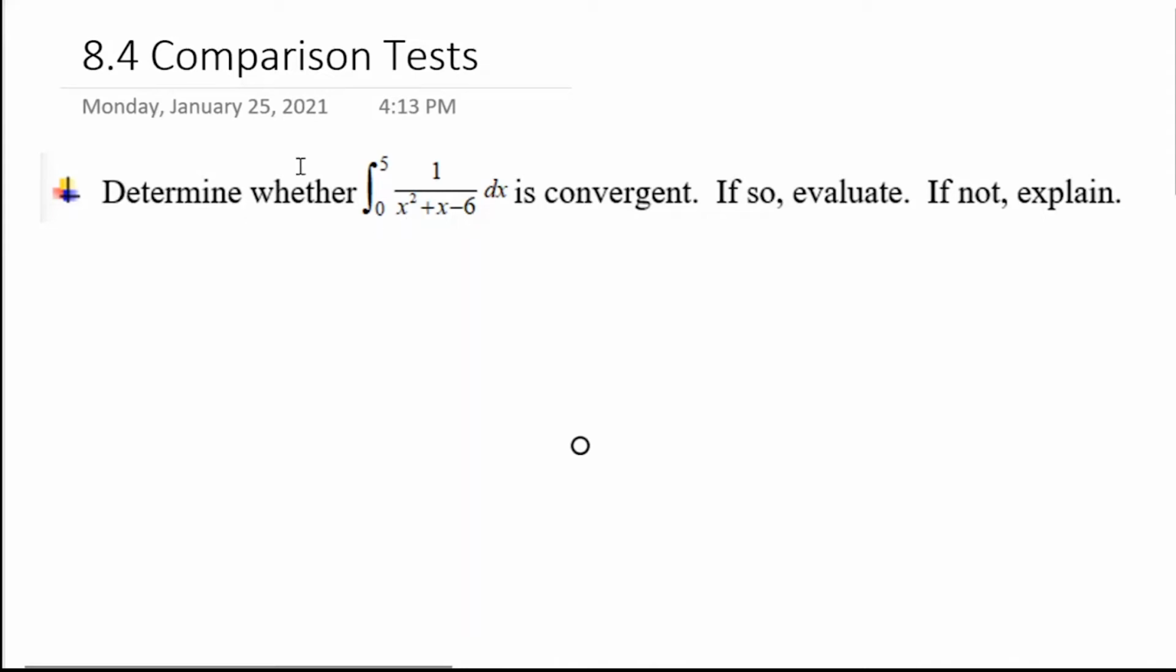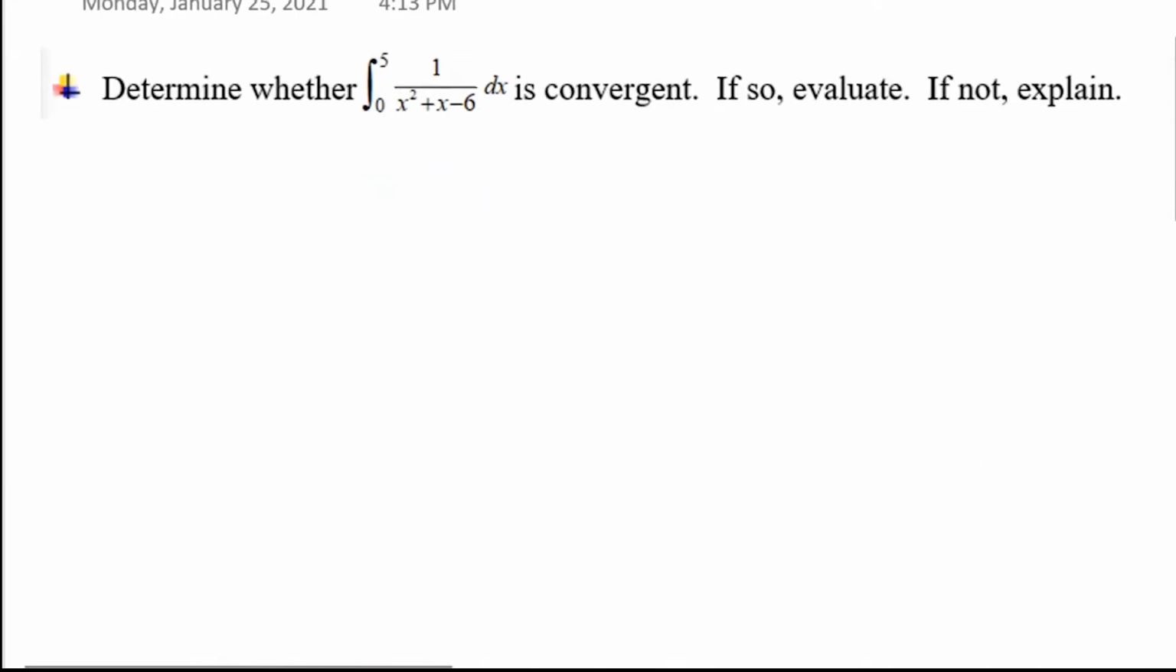Let's just review a little bit about improper integrals. I'm going to integrate this, and you guys try to catch my mistake. There will be an intentional mistake here. Number one, how do we integrate such a thing?